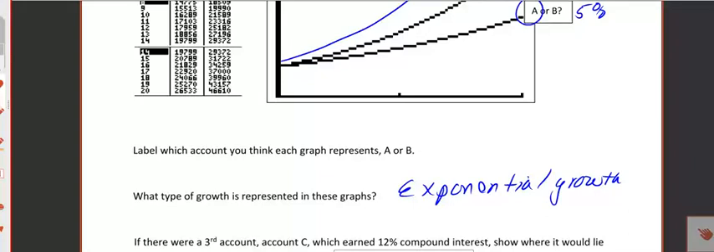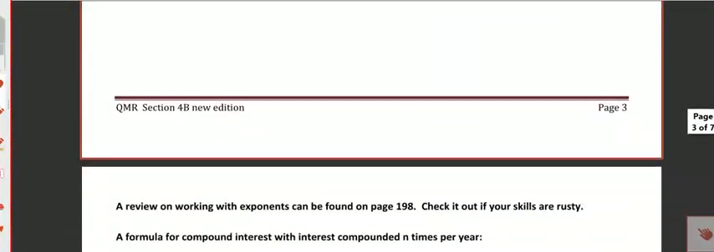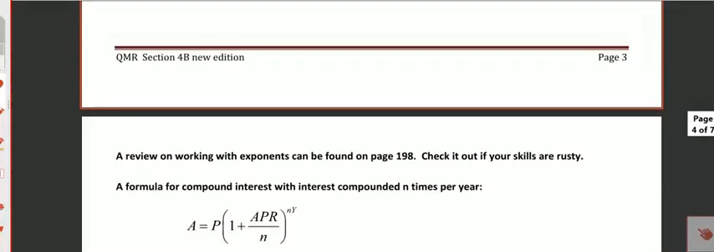So section 4B, part 2. We left off with looking at exponential growth and deciding where maybe a graph earning a particular amount of interest might be placed with respect to two other graphs. Let's continue in 4A with a formula.